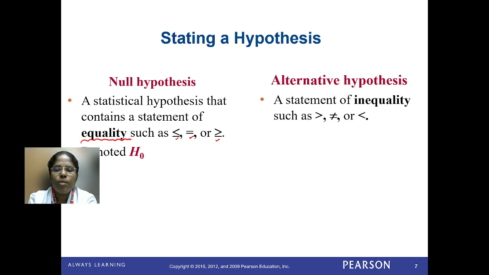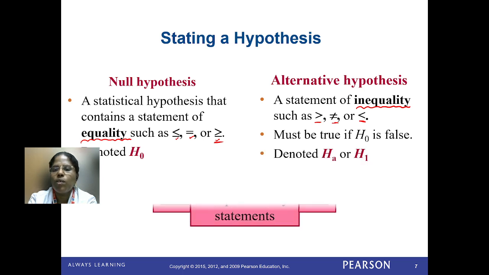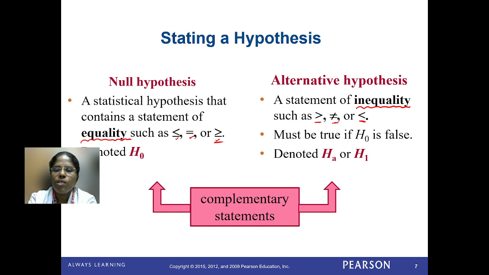The next hypothesis is called the alternate hypothesis, which is the opposite of the null hypothesis. Here is the statement of inequality, please note it, such as greater than, not equal to, or less than. The opposite of less than or equal to is greater than, the opposite of the equal sign is not equal to, and the opposite of greater than or equal to is less than. So the null hypothesis and alternate hypothesis are opposite to each other. We denote the alternate hypothesis as H1. The alternate hypothesis must be true if H0 is false. So they are both complementary statements.